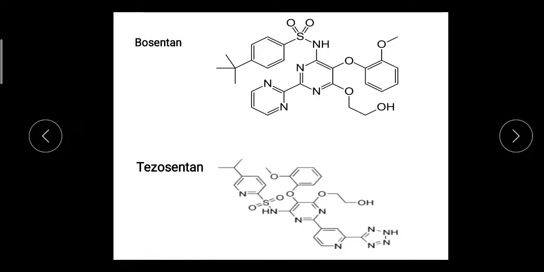So this is about the drugs used in congestive heart failure.